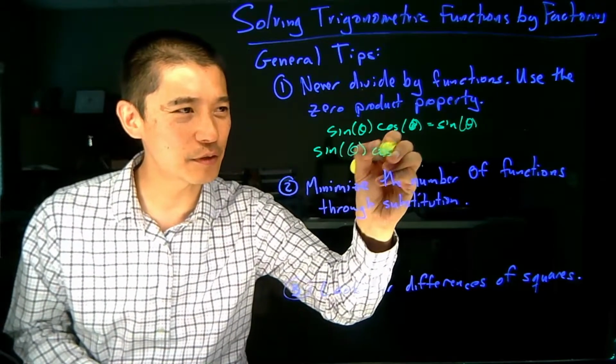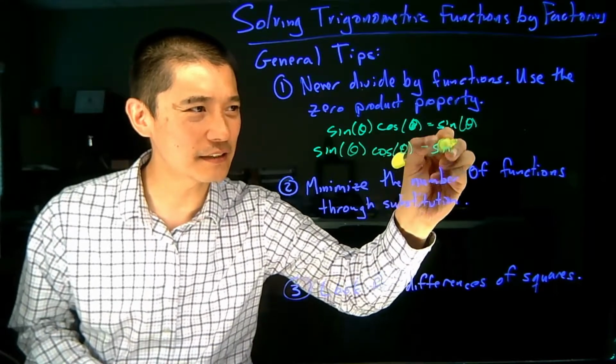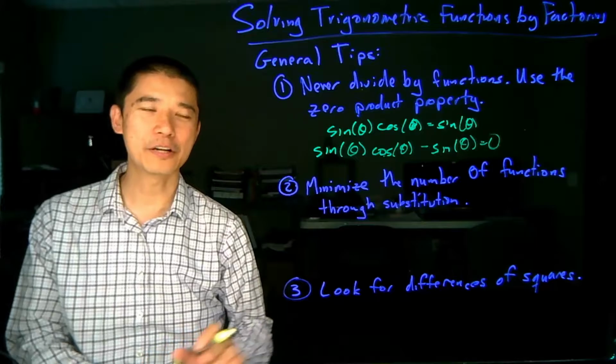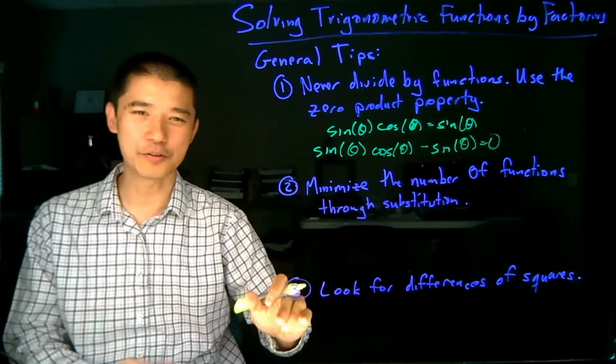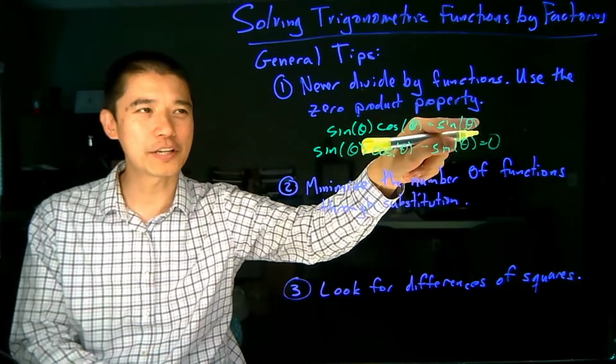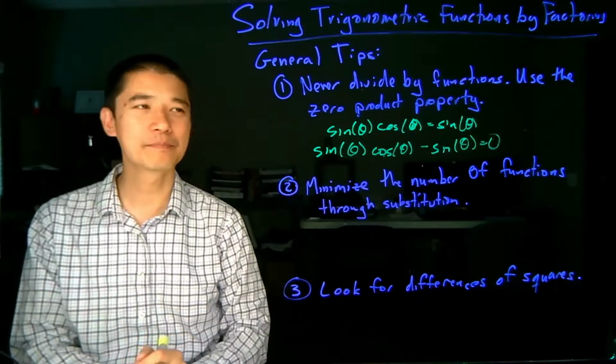Sine theta times cosine theta minus sine theta equals 0. And then use the zero product property from here. Because now when you do the factorization, you will have the explicit case, sine of theta might be equal to 0, which doesn't happen if you go from here and try to divide.